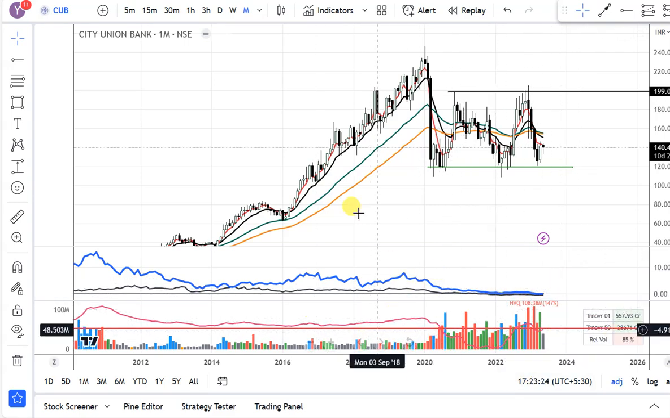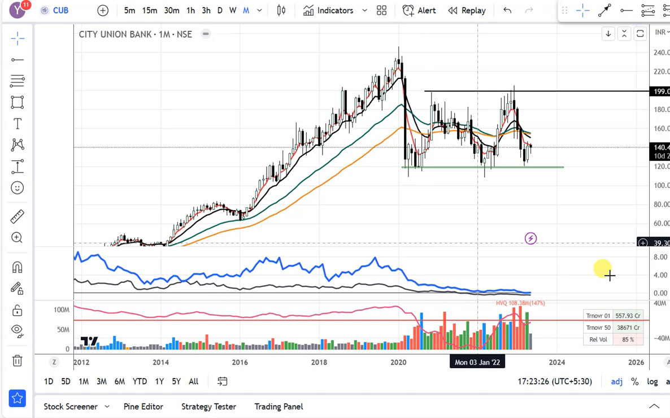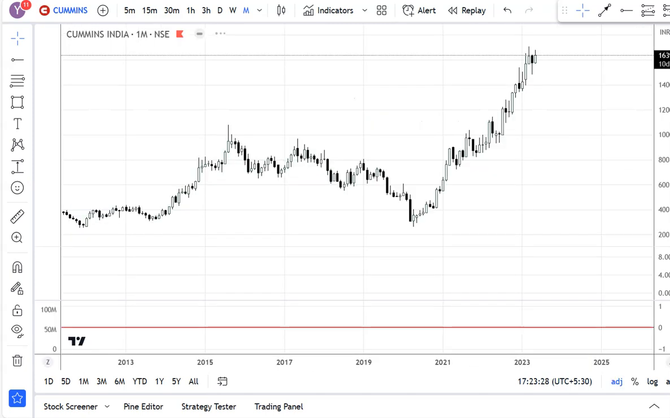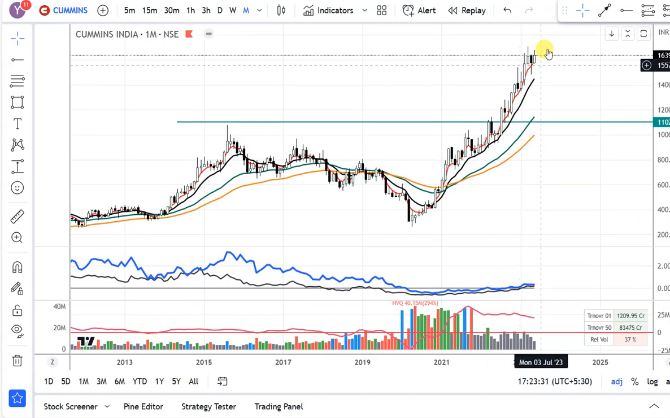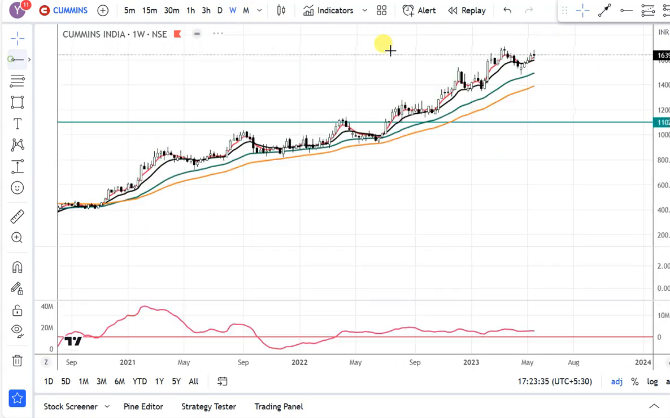Cuban's India has already rallied and it's stuck at this range on the weekly time frame. So unless this area of 1720 is taken care of, we'll see in the coming weeks what is going on.